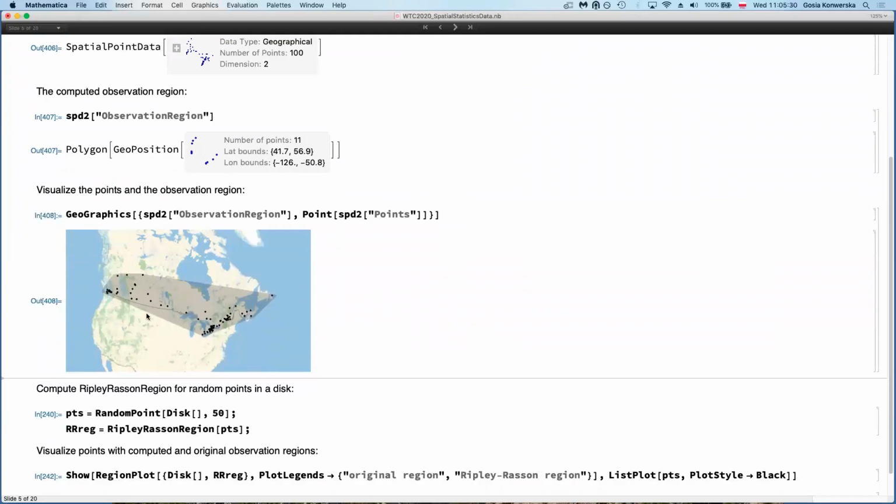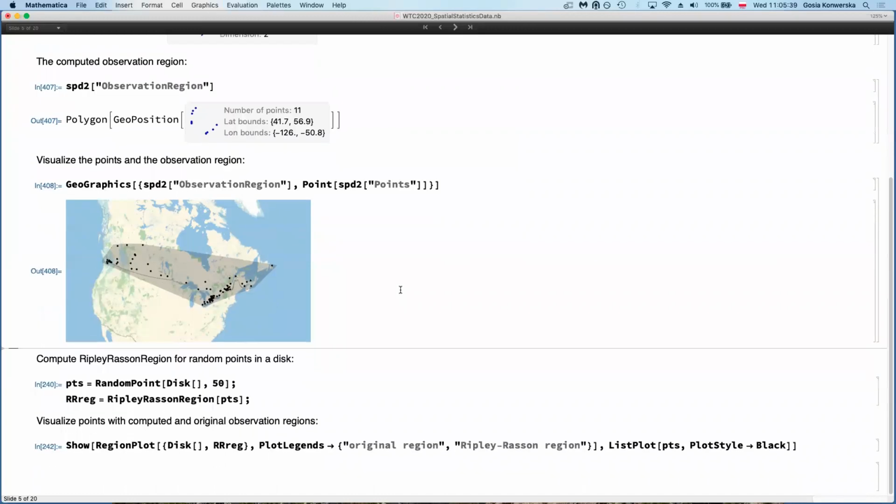And so now you see that this region is a polygon in space, and it's not the whole Canada country as we had before. And the way to obtain the Ripley-Rasson region is also a function in Wolfram Language now. So you can generate some random points, say, on a disk, and create the Ripley-Rasson region on the points.